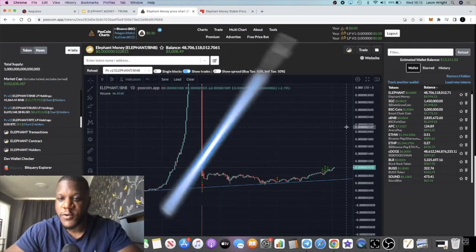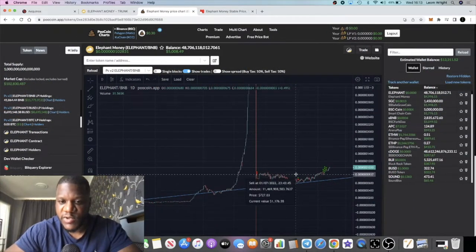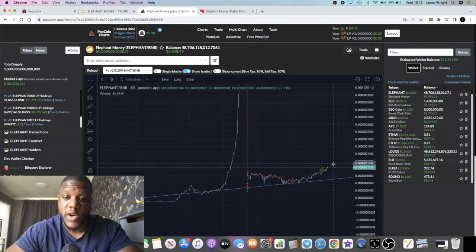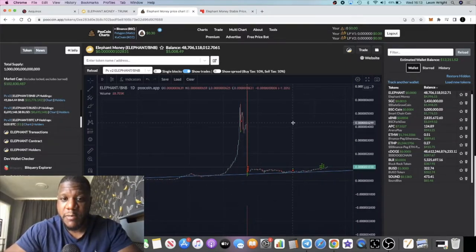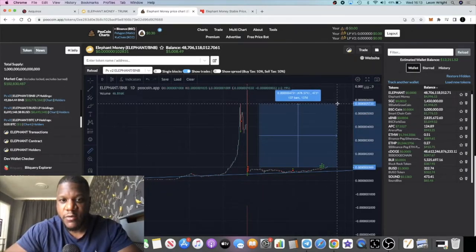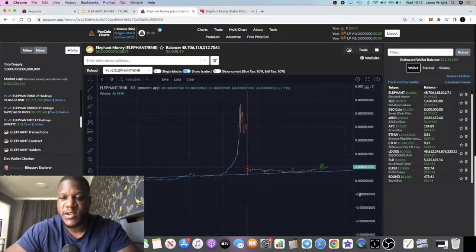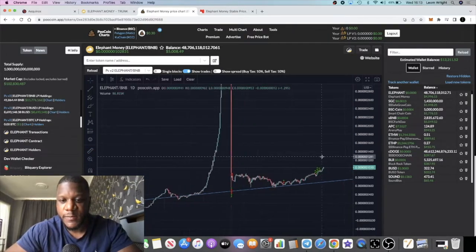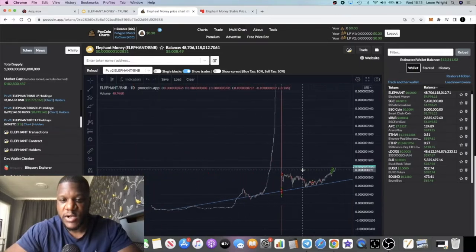But the Elephant token has broken resistance, and it looks like it can potentially go for a run, at least in the short term, potentially mid-term, and even potentially long term. It's got a long way back to all-time high. If we do a measured move, potentially to all-time high, we're looking at just under 500%. All right, guys, so 5x. This definitely looks like a good chart.